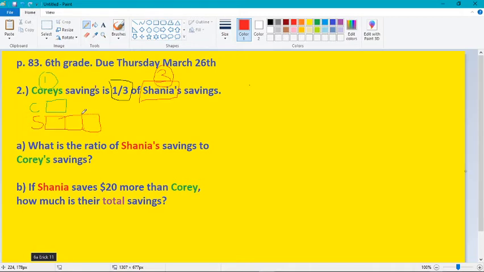the same length. Okay? We also know that from the second part of the question, if Shayna saves $20 more than Corey, how much is their total savings? Well, we can figure that out by just saying that this $20 more of Shayna's represents these 2 extra bars right there. So those 2 bars represent $20.